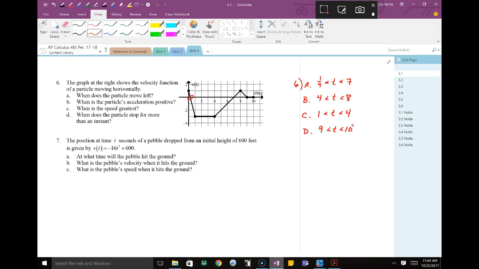Okay, we ready for 7? Or do you guys want to stop? We got 10 minutes. We can do 7. Okay, the position at time t seconds of a pebble dropped from an initial height of 600 is s of t. So notice that for that question, what would the initial velocity be? For number 7, what's your initial velocity?